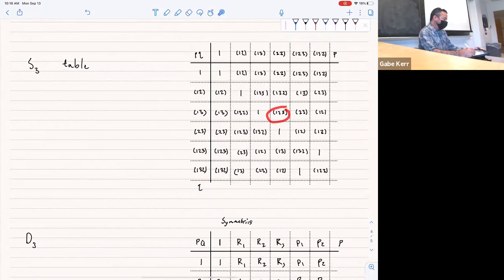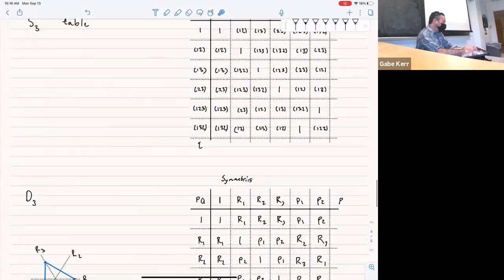So (2, 3) times (1, 3) is (1, 2, 3). You can go back to elementary school for a moment and think of building multiplication tables, but now you have a composition table. You can draw this whole thing up. Not hard to do.